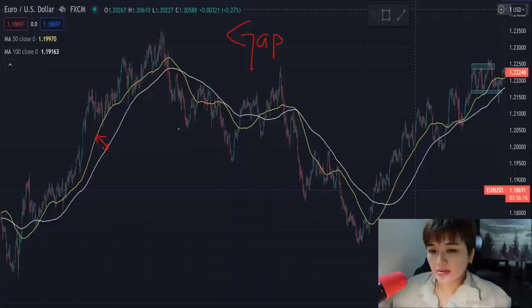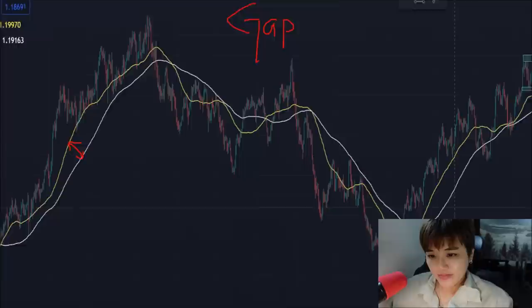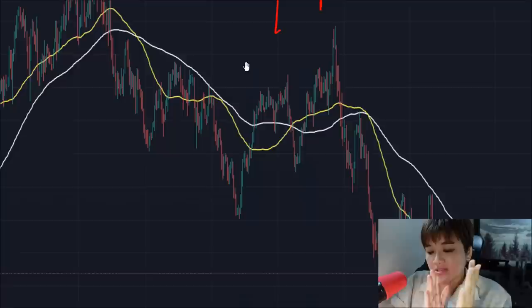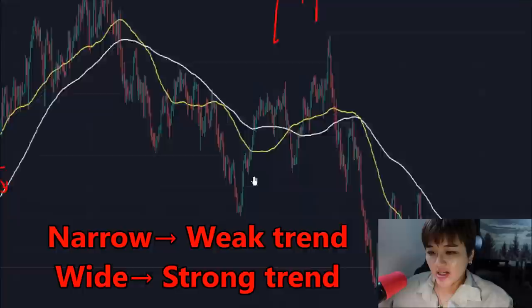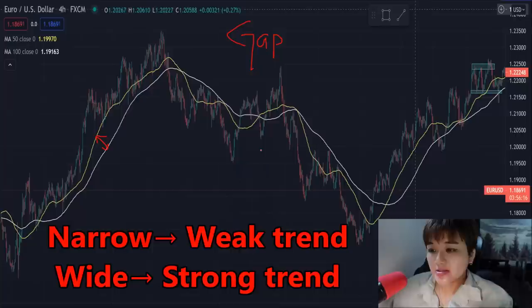But when you see a gap like this, it's very near to each other, almost sticking to each other, it tells you that the trend is not as strong. It is getting weaker and weaker and weaker. So ideally when you're trading, you want the moving averages gap to be far away. But still it is okay to enter if the lines are close to each other, because there are people who enter based on retracement, okay?